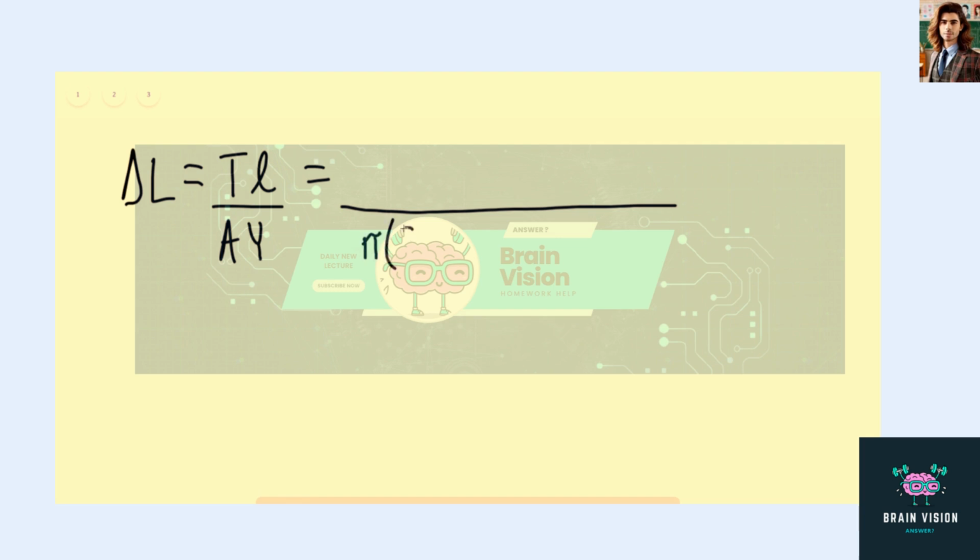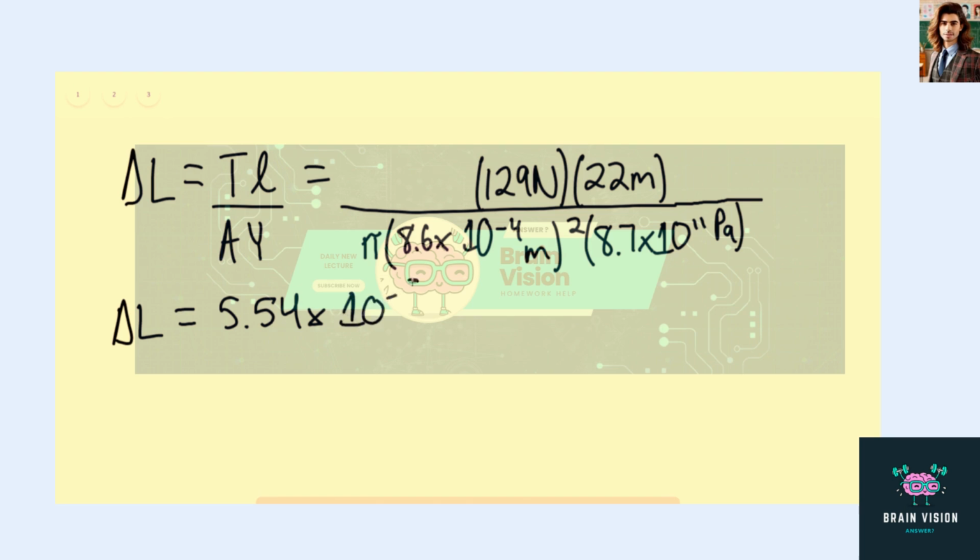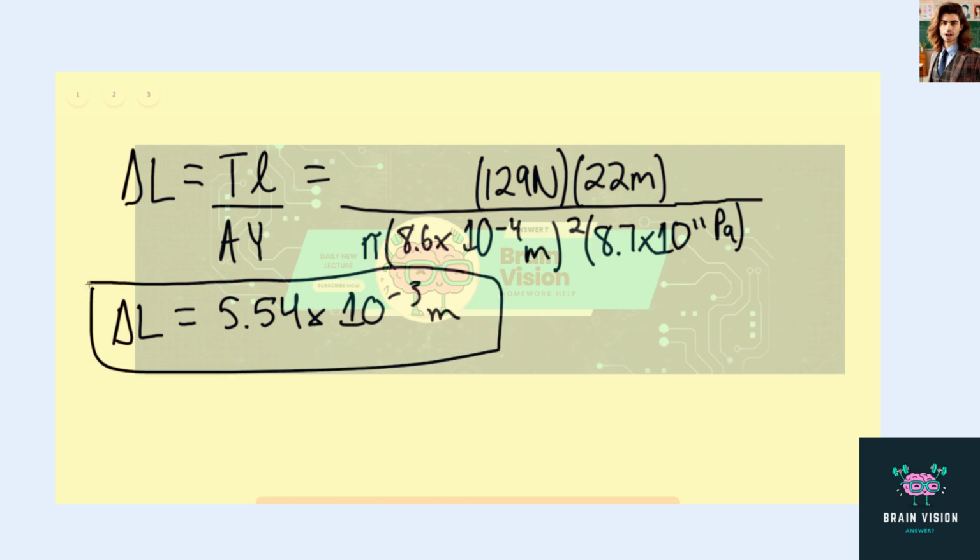again pi times 8.6 times 10 to the negative fourth meters squared times 8.7 times 10 to the 11th pascals. And then we'll have 129 newtons times 22 meters. And so the delta L is going to be equal to 5.54 times 10 to the negative third meters. So this would be the change in length. This would be your answer for part B.